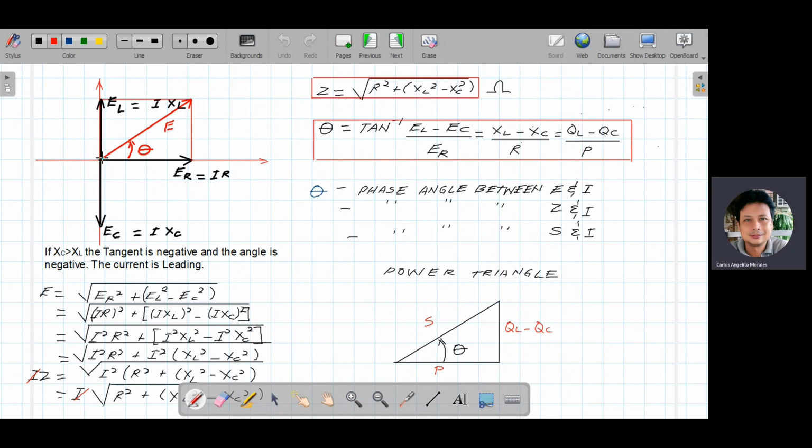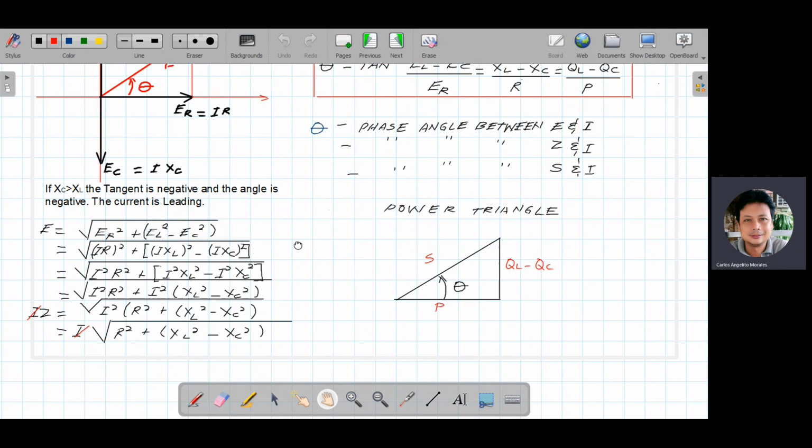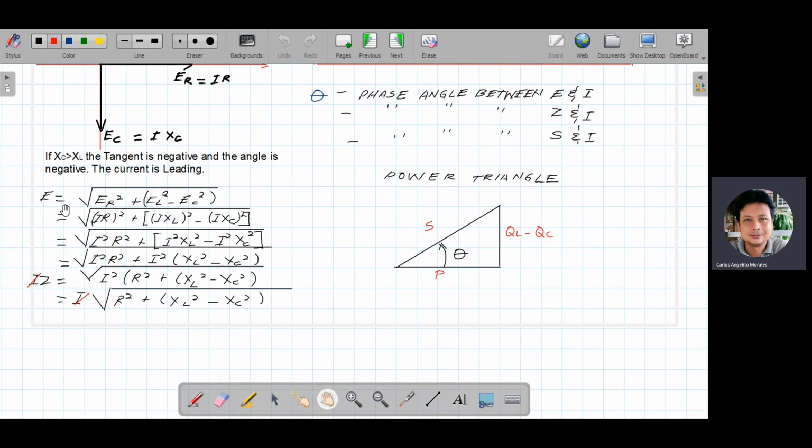So, ito yung magiging itsura niya, no? And if the capacitive reactance is greater than the inductive reactance, the tangent is negative and the angle is negative. The current is leading, no? Ito yung binabanggit dito. Taas ko lang. So, ganito na-derive yan, no?